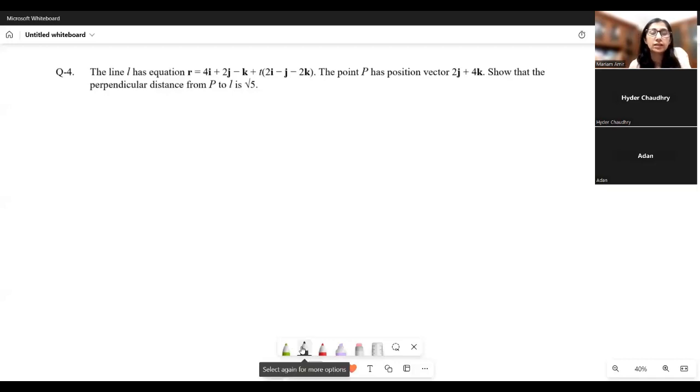Of the worksheet. The line L has equation this, the point P has position vector this. Show that the perpendicular distance from P to L is square root of 5.